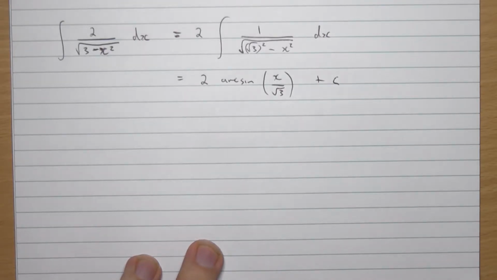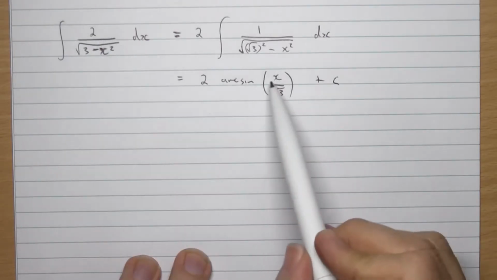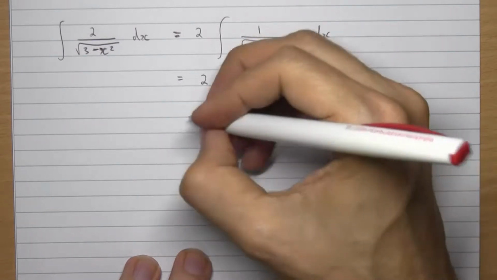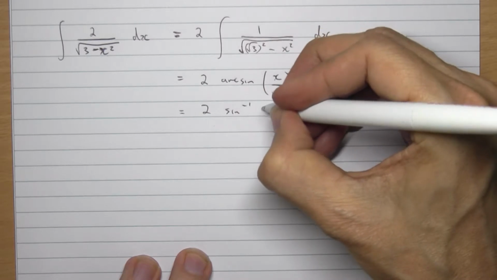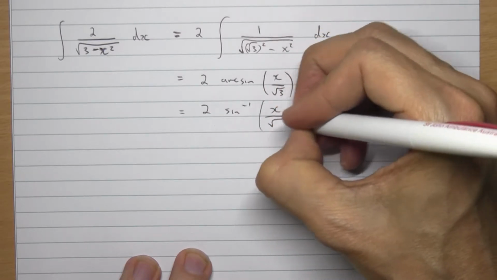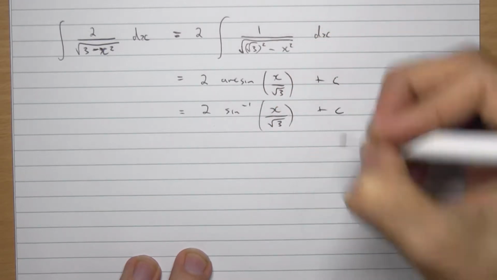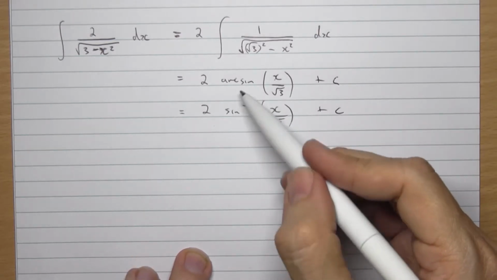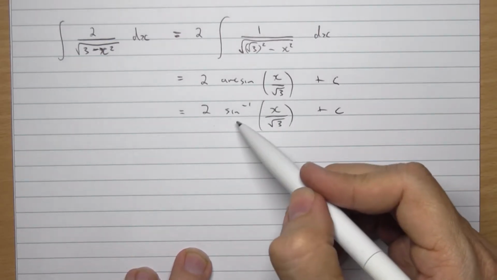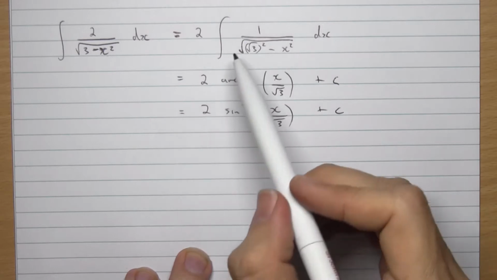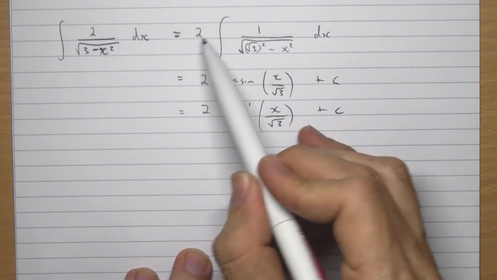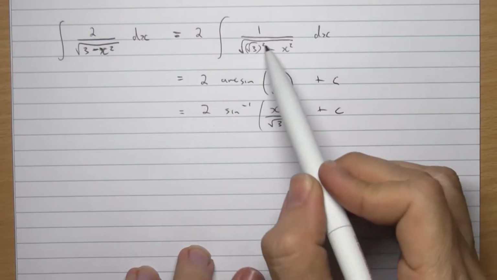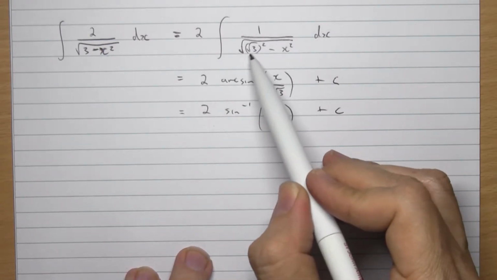And I'm very happy for you to get from here directly to this line. If you prefer, you can write it as sine to the negative 1 of x on root 3. Either of those is fine. I don't mind whether you call it arc sine or sine to the negative 1. If it helps, go via this intermediate step. Move the constant out the front. Rewrite this as something squared.